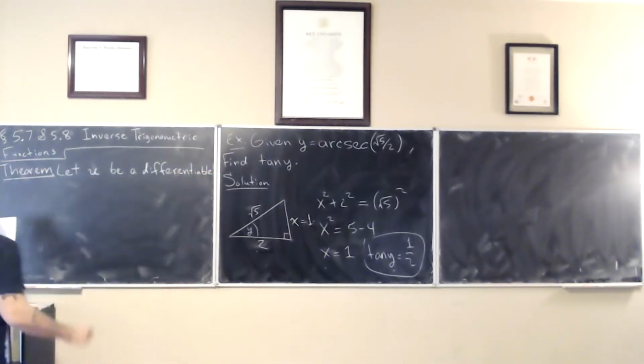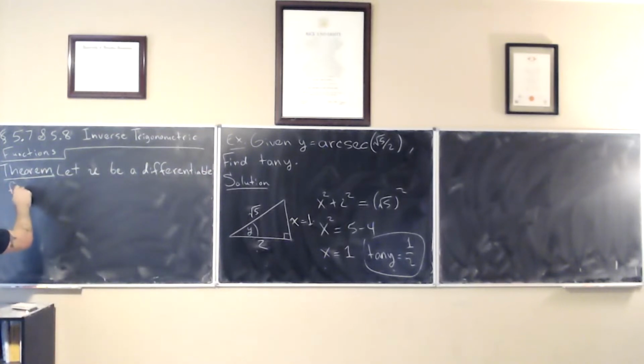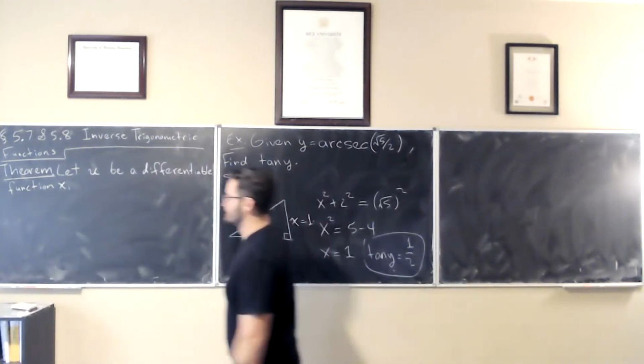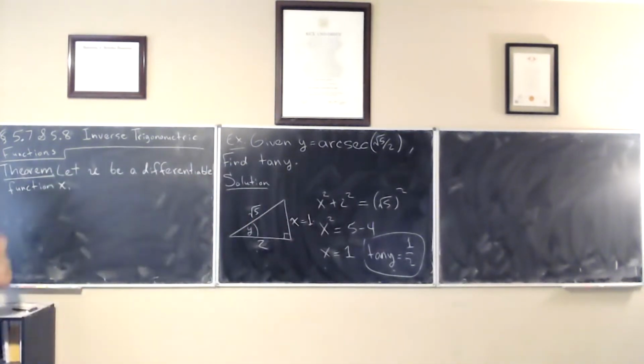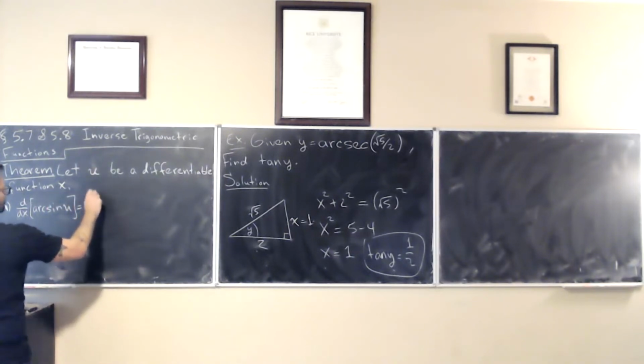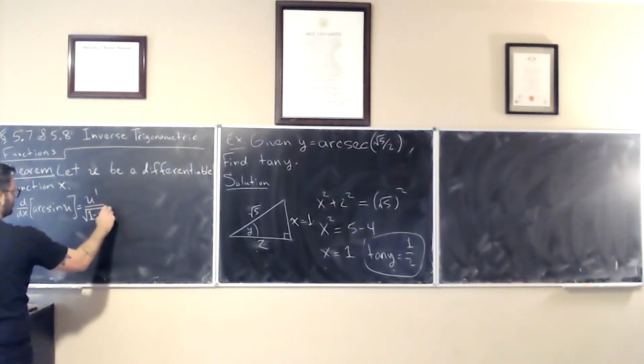Okay, so let u be a differentiable function of x. Okay, so there's a bunch of these. There's going to be a formula for the derivative of each of these trig functions or inverse trig functions. So the derivative of arc sine u is equal to u prime over root 1 minus u squared.